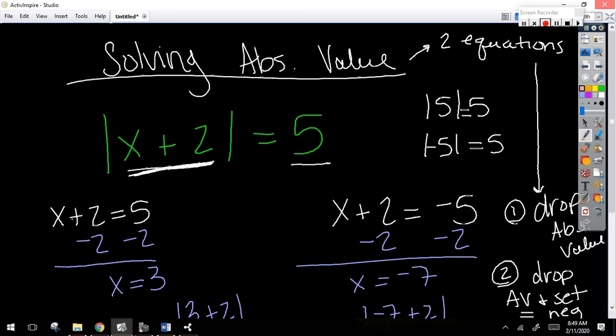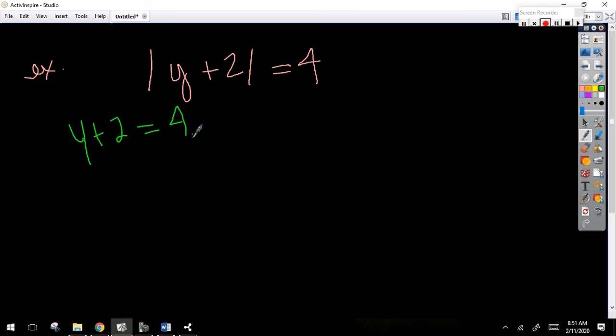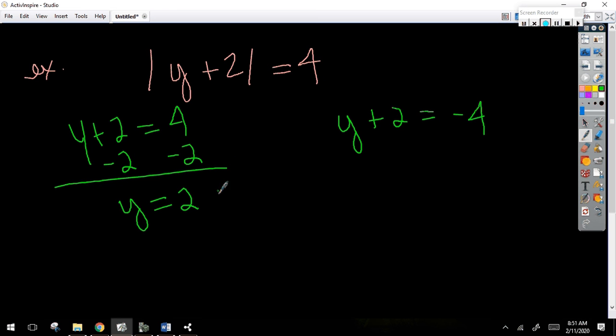Let's say, then I'm going to show you a special kind. You try this one. Solve that for y. Some of us have got it. All right, two equations. First one, drop the absolute value. The second one, drop the absolute value and do what? Negative. Then what do I do? Subtract 2. And subtract 2. Two different answers. Is that what y'all got?